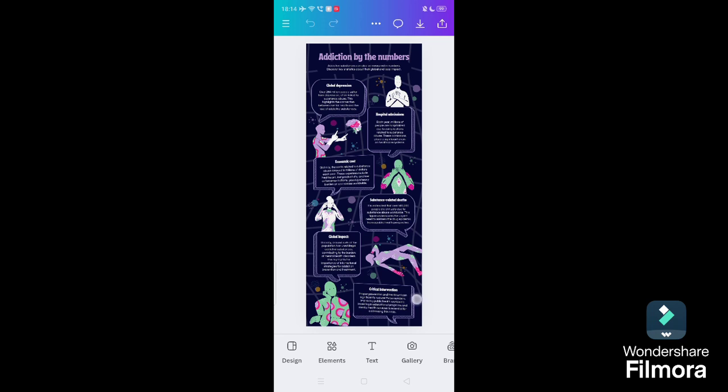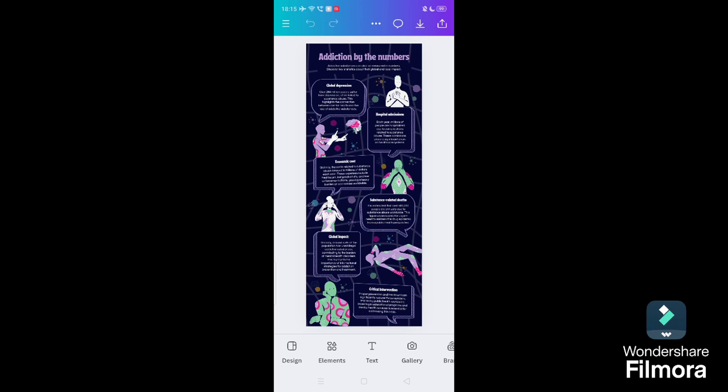Another one is substance-related deaths as well. It is estimated that over 5 lakh people die annually due to substance abuse worldwide. This figure underscores the urgent need to address drug abuse from a public health perspective.